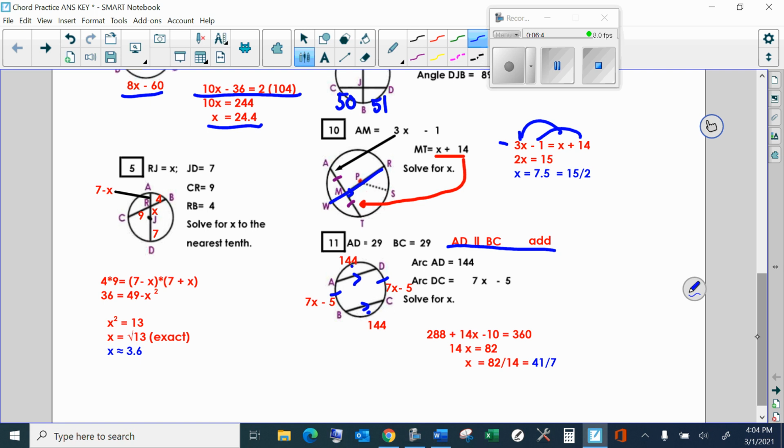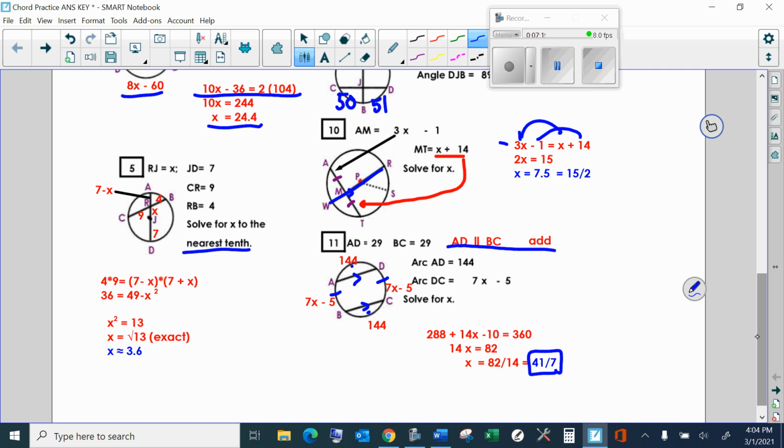Arc DC is 7x minus 5. So there has to be 7x minus 5. Now I have the full circle, so I add them all together, combine like terms, sum equal to 360. Okay, I do that, I get 14x equals 82, divided by 14, and you can divide each by 2, just simplify down to 41/7 is what x is. Exact answer. Notice you always do the exact answer unless it tells you to round. Here it tells you to the nearest tenth, so I'm going to do to the nearest tenth. Number 11 did not say, so I must leave it as the exact answer, 41/7.